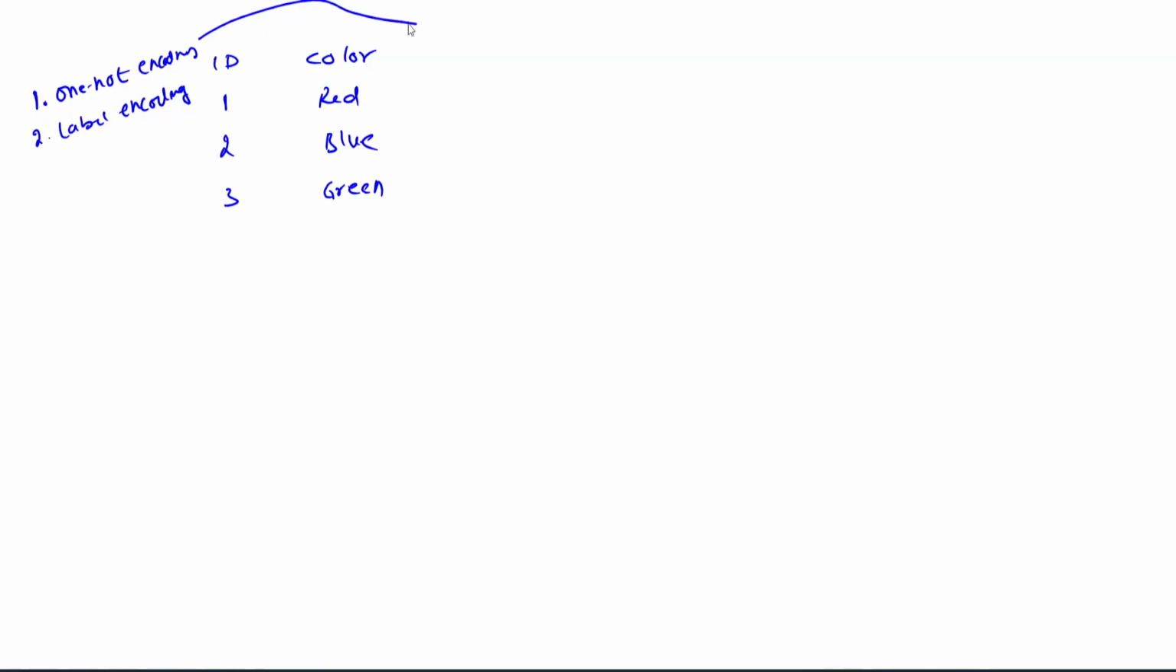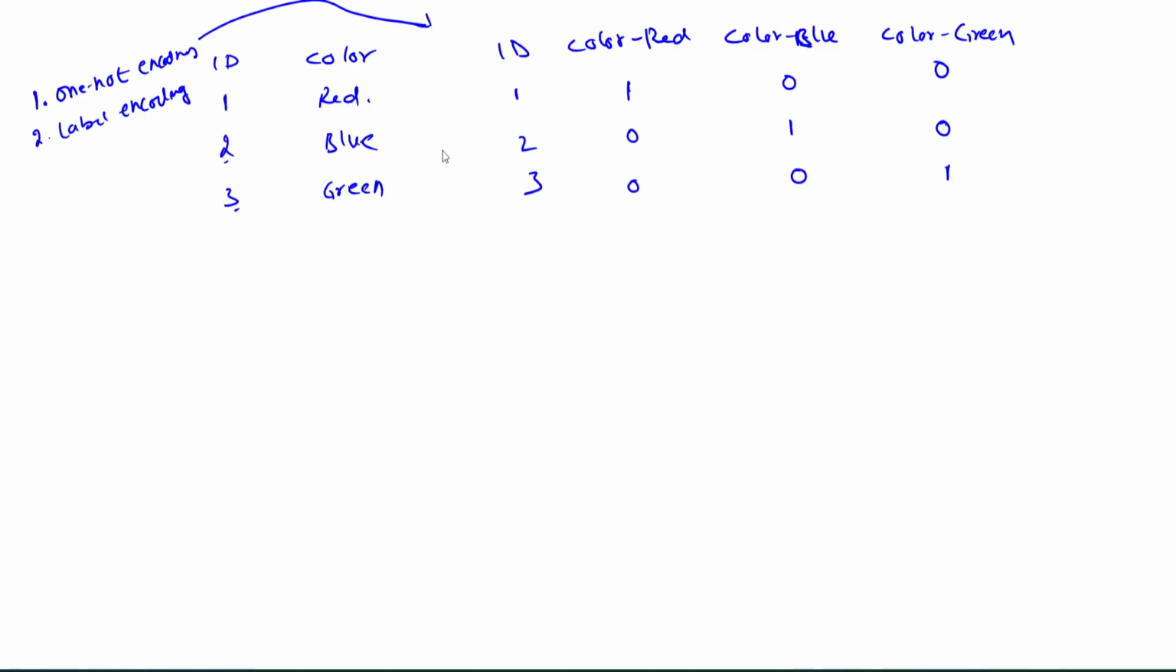So when you use one hot encoding, the resulting data set will look like this: ID, color_red, color_blue, color_green. So we have IDs here. The color for ID 1 is red, so it will add 1 here and 0 to all others. So basically this is converting this into binary values. For ID 2 the color is blue, so it will add 1 here, and zeros elsewhere. And for ID 3 the color is green, so it will add 1 here and 0 to others. So this is what one hot encoding does.